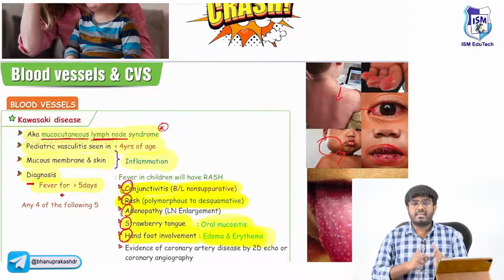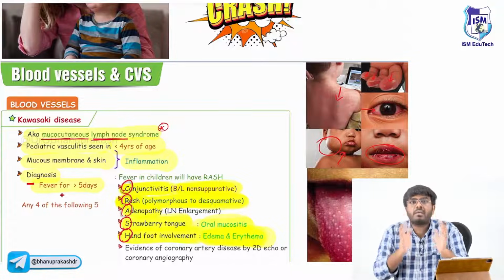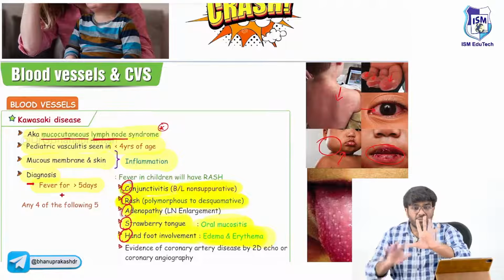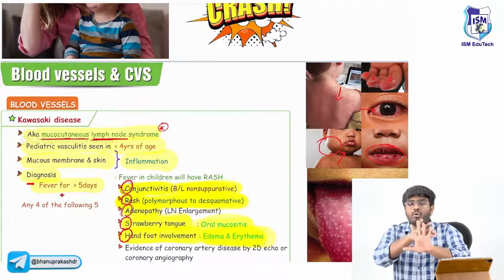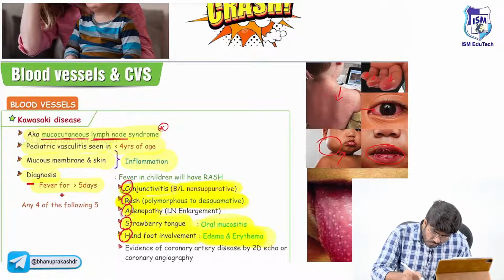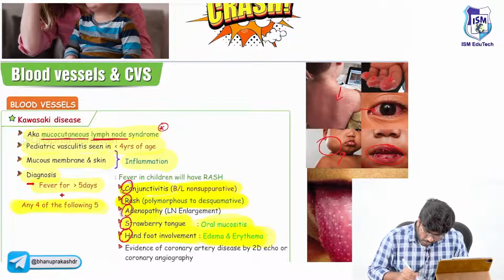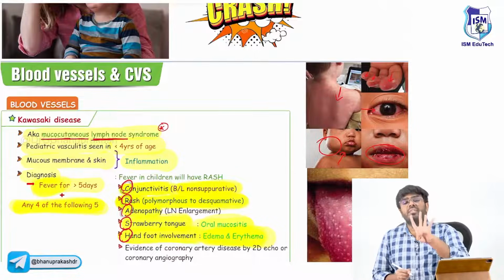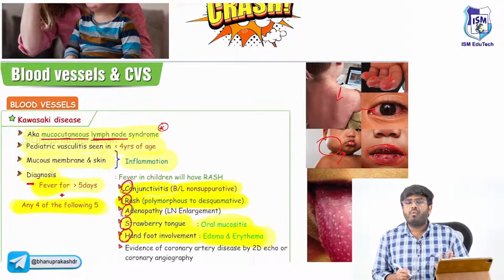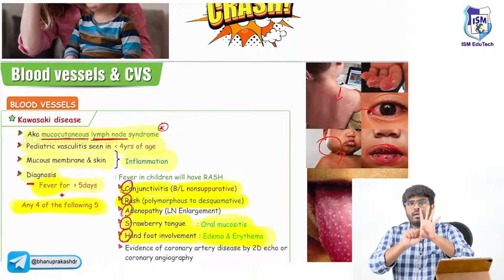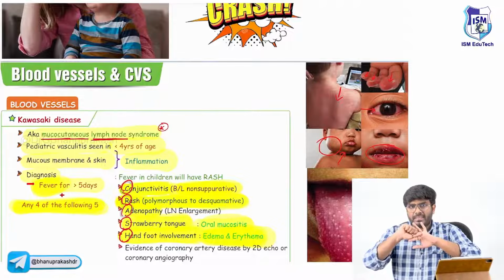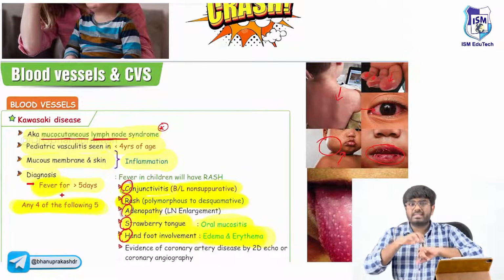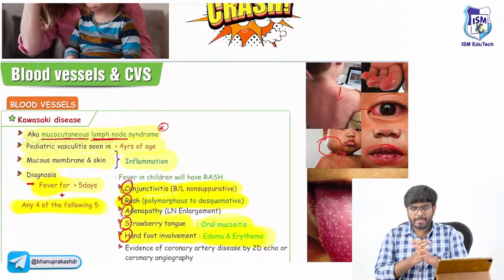How to put the diagnosis? How we can establish the diagnosis is, sir, I have shown you 5 features, CRASH. Fever plus any 4 of the following 5. What are those 5? CRASH: C for conjunctivitis, R for rash, A for adenopathy, lymphadenopathy, S for strawberry tongue, oral mucositis, and H for hand and foot involvement. Answer.